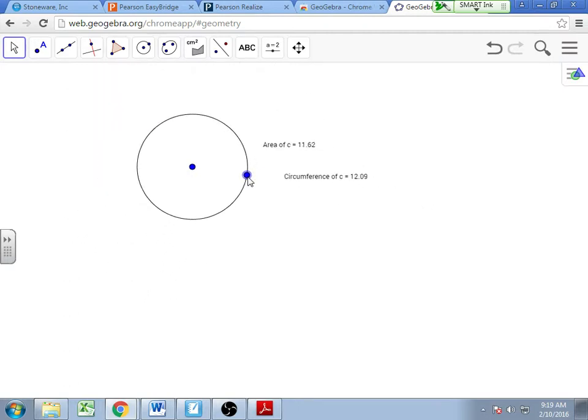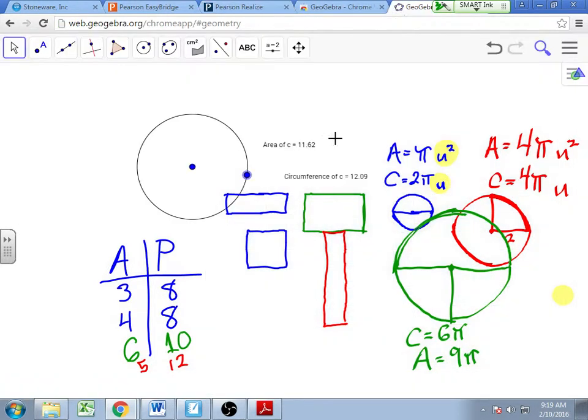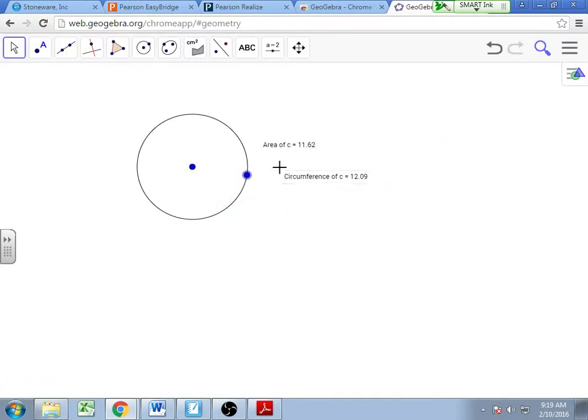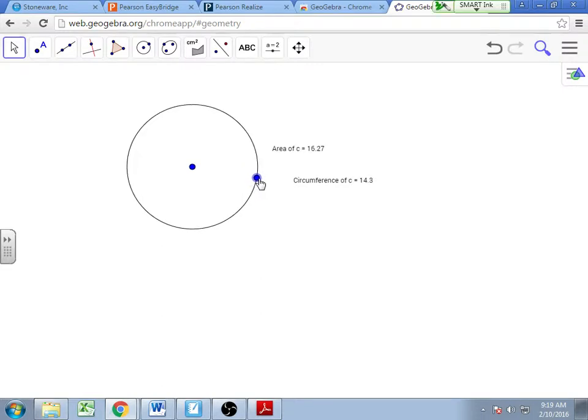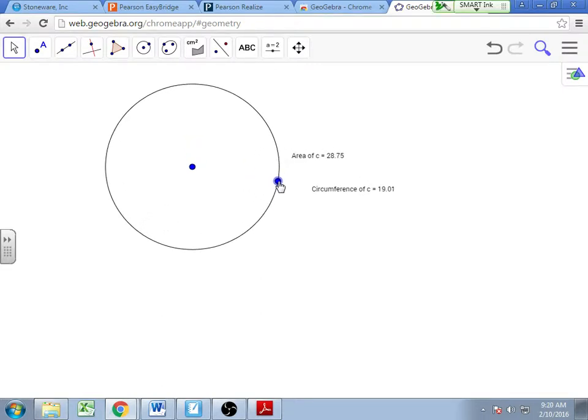Yeah. Unlike a rectangle, which I can draw in multiple ways, I can draw these rectangles different thicknesses, different ways. A circle, there's no different ways to draw it. It has to be perfectly circular. So as the distance around the circle increases, the area inside of that circle is going to increase because it just has to. You can't make the distance around it longer without making the space inside of it bigger.